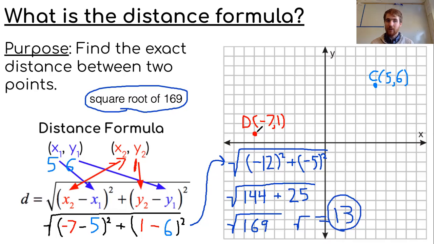And that tells us that if we were to drive from D to C, the distance would be 13 units. The length of this line segment would be 13 units, a different way of saying it.